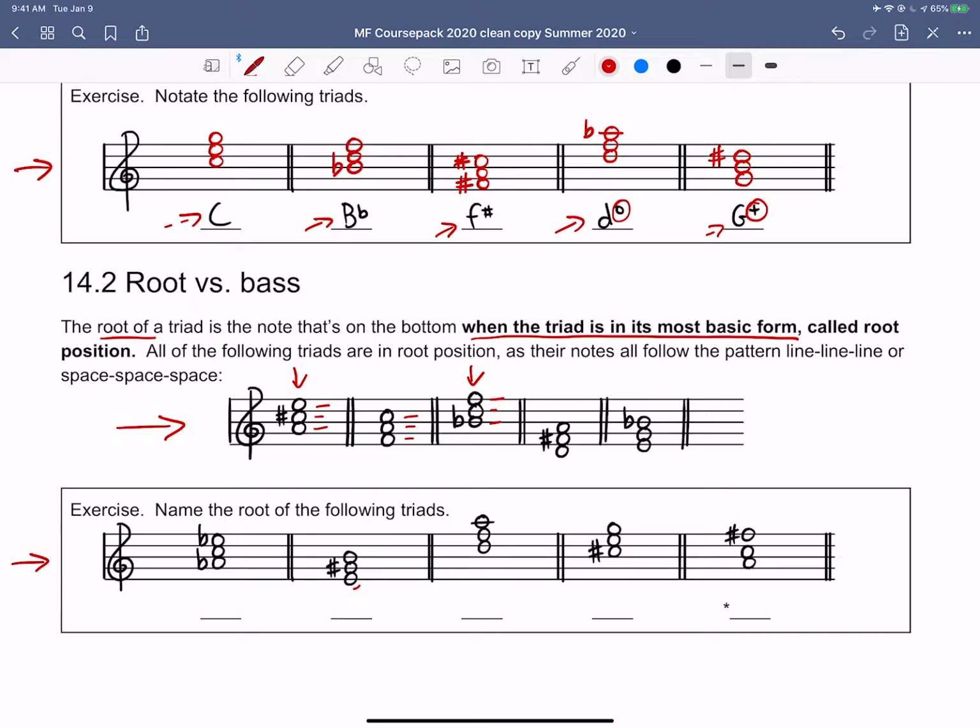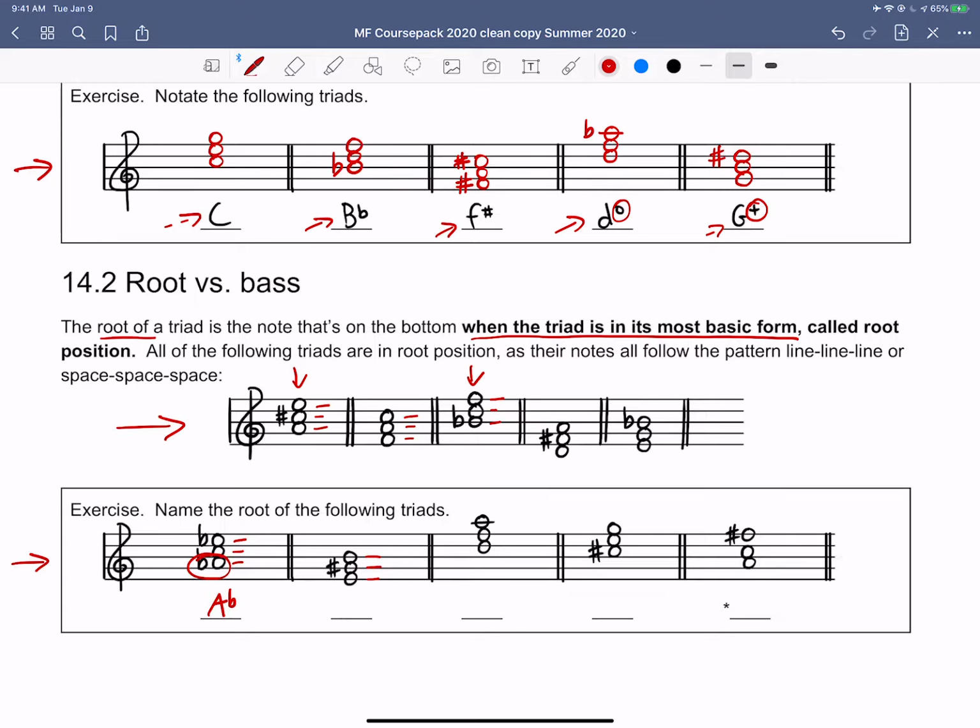So what you need to do is to, first of all, evaluate the chord. Does it fit that definition of root position? Does it have line, line, line, or space, space, space? And if it does, then the bottom note is therefore the root of the chord. So here we go. Space note, space note, space note. So the bottom note is going to be the root. So the root is therefore A flat.